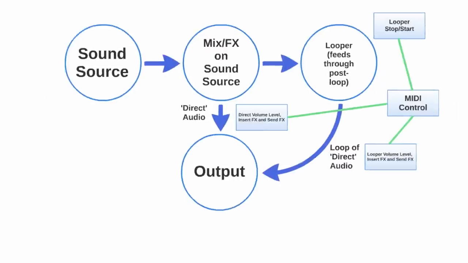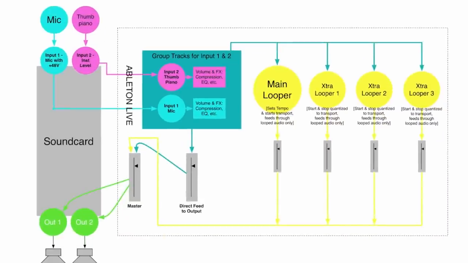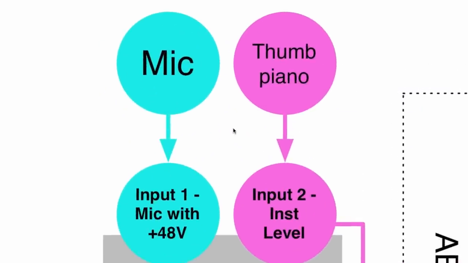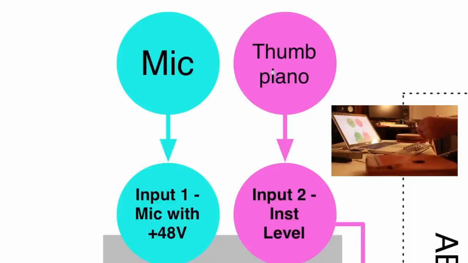So if we elaborate on this a little bit more, I've drawn a little bit of a signal flow diagram here. If we start up here, we've got our two main inputs. And so the blue is the microphone, the pink is the thumb piano or the kalimba, this little guy over here, and this is the mic. So the blue is the mic with the kanjira.